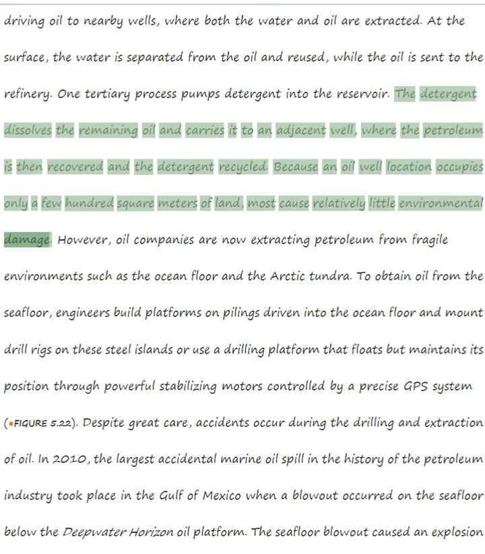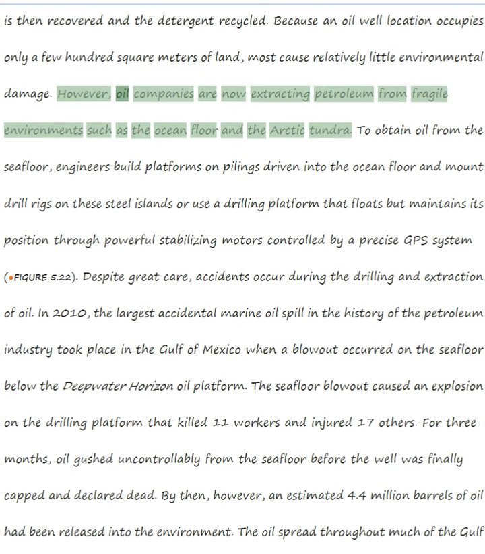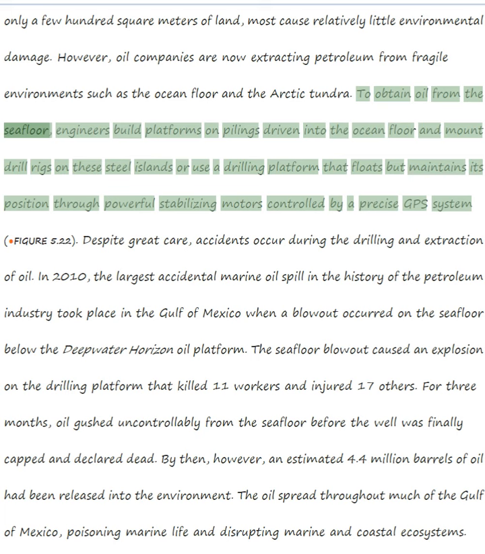Because an oil well location occupies only a few hundred square meters of land, most cause relatively little environmental damage. However, oil companies are now extracting petroleum from fragile environments such as the ocean floor and the Arctic tundra. To obtain oil from the seafloor, engineers build platforms on pilings driven into the ocean floor and mount drill rigs on these steel islands or use a drilling platform that floats but maintains its position through powerful stabilizing motors controlled by a precise GPS system.